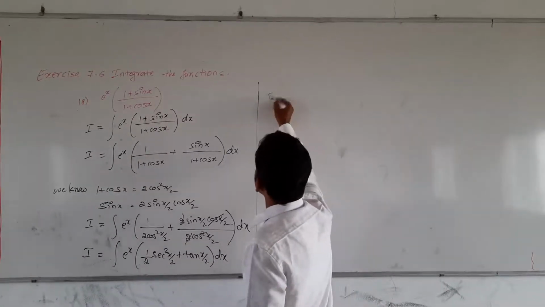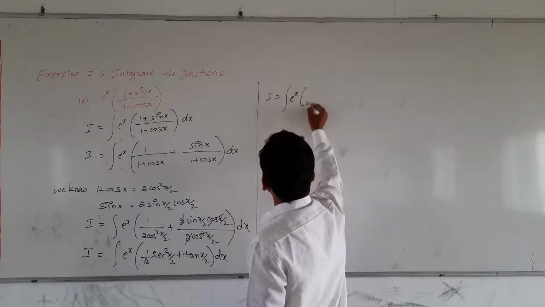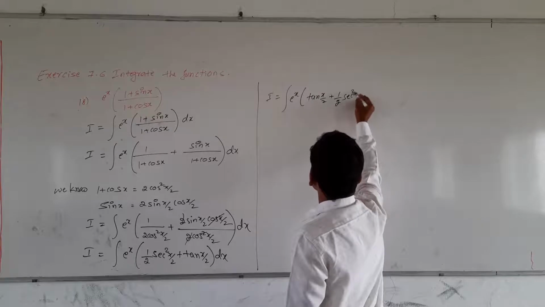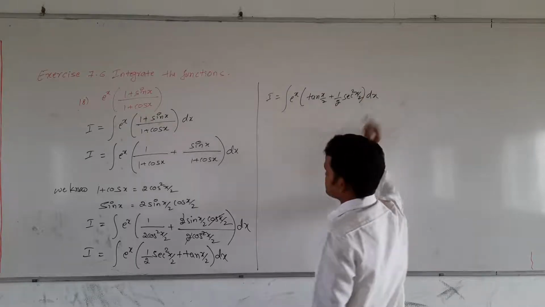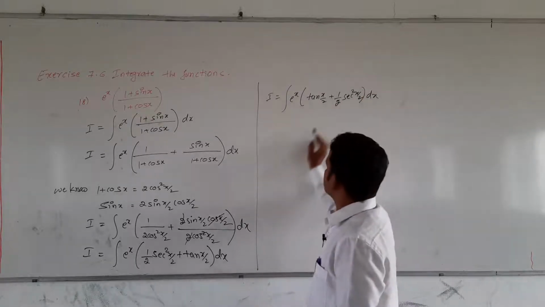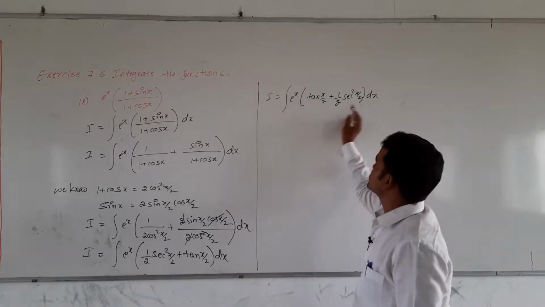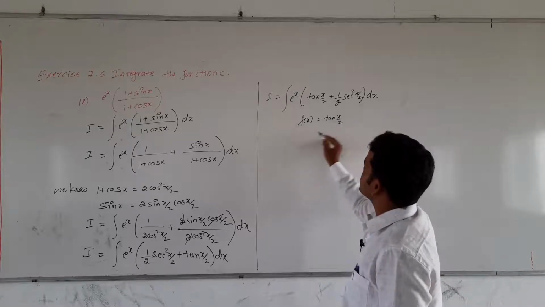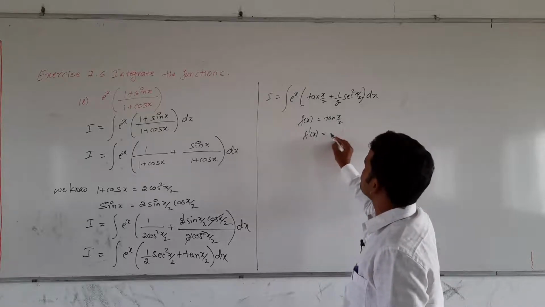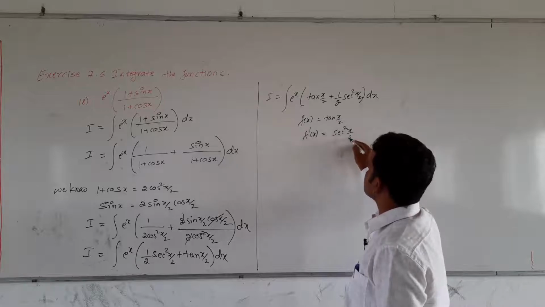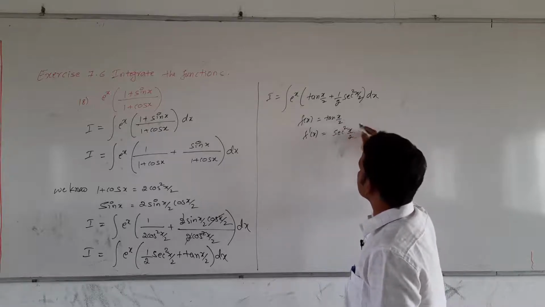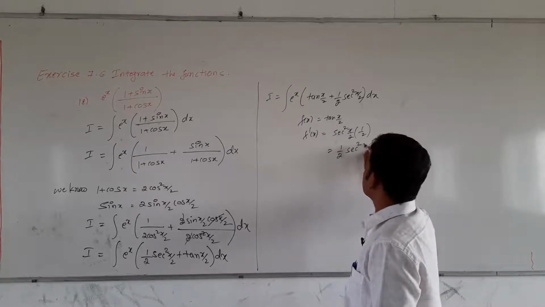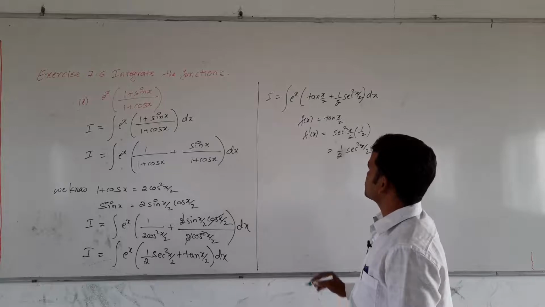We will write this as I is equal to the integration of e raised to x into tan x by 2 plus 1 by 2 times secant square x by 2 into dx. You see, the differentiation of tan x by 2 is this. If f of x is equal to tan x by 2, then f dash of x is equal to the differentiation of tan, secant square x by 2, into the differentiation of x by 2, which is 1 by 2. This is nothing but 1 by 2 into secant square of x by 2.